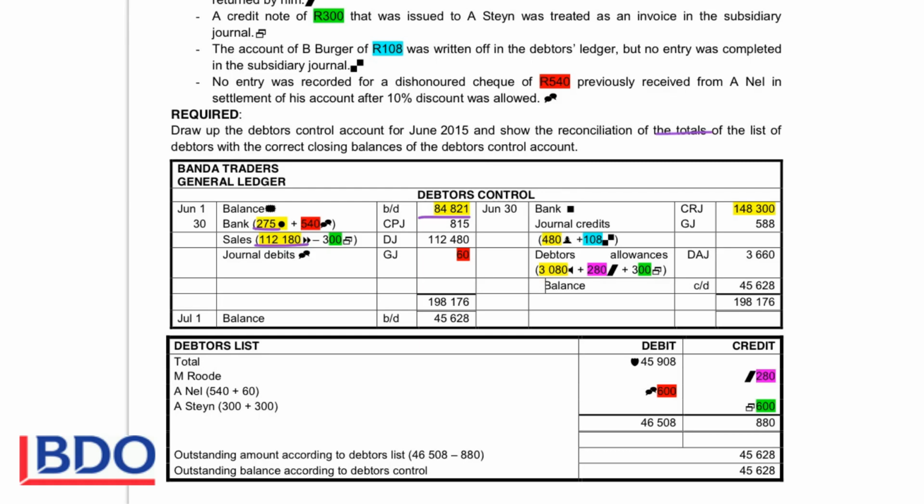The money received should go on the credit side, and the 480 and the debtors allowances should go on the credit side. We will indicate the total in the debtors list on the debit side, and then we can see that the two figures are not the same, so the debtors list and the debtors control will have to be adjusted with all the mistakes that were made.